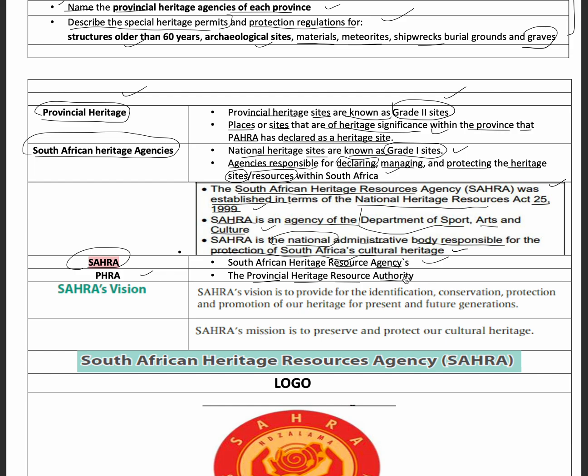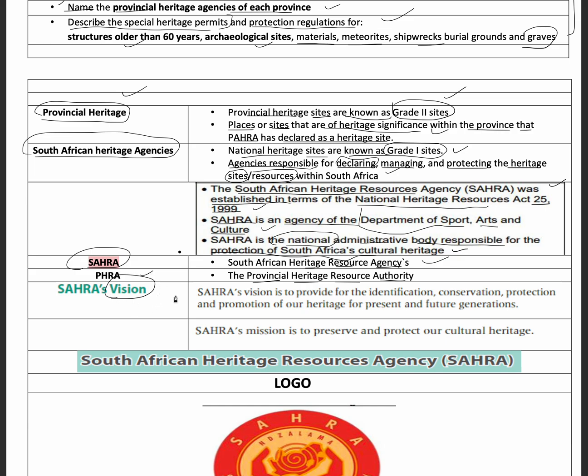Okay. So we are now going to talk about the vision. When you talk about the vision, a vision is a long-term goal. It's something that you would love to achieve in the long term. So what is the vision of the South African Heritage Resource Agency?